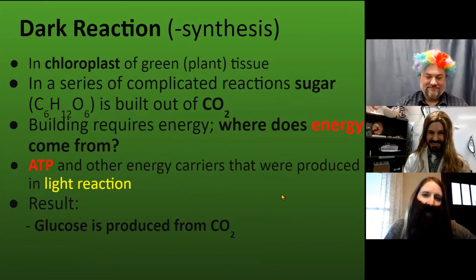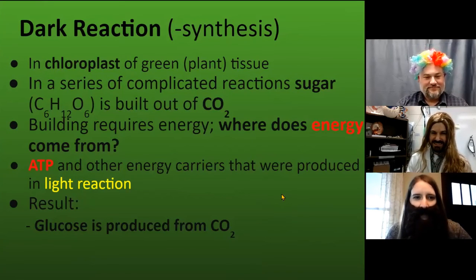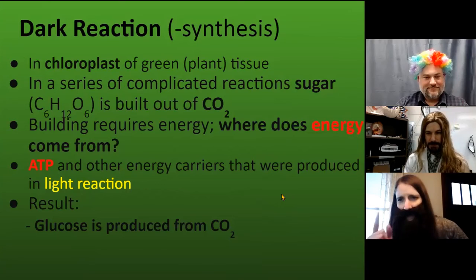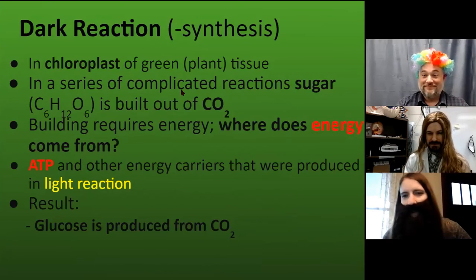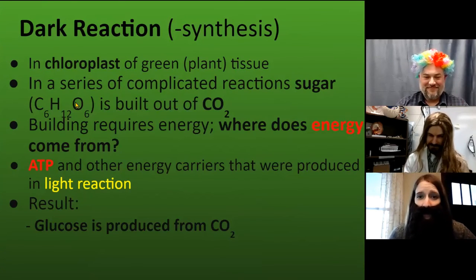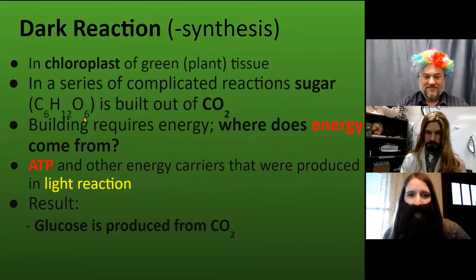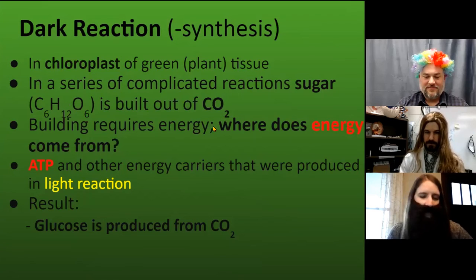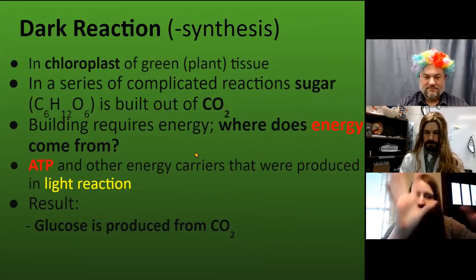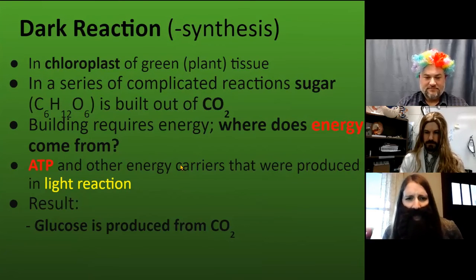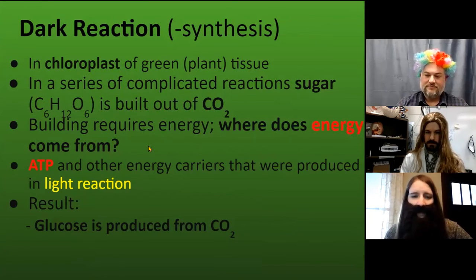Anyway, so it's also happening in the chloroplast, the green plant tissue, and in a series of complicated, just as we said, complicated reactions. Sugar, remember good old glucose, right? 6 carbons, 12 hydrogens, 6 oxygens, is built out of carbon dioxide. So think back to, again, the equation we had for photosynthesis. Remember that CO2 was kind of an important player in some of our reactions there. And so building this and putting these molecules together, we need some energy. So where does this energy come from?